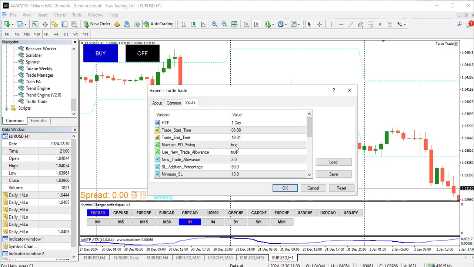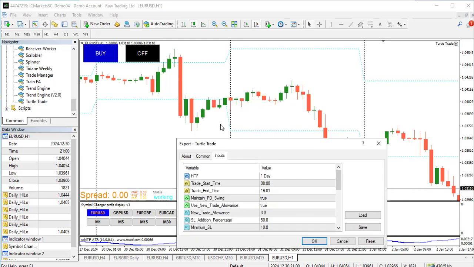The next thing is maintain previous swing. You can set this to true or false. What it basically means is, let's say we are looking to sell on this day. Usually the way we trade, we don't want the previous day's low to have been taken when we are looking to sell. That's what it means to maintain the previous day's swing. It's up to you. You could decide, I don't want to trade that particular way. I want to still sell even if the previous day's low has been taken, or I want to still buy even if the previous day's high has been taken. Then you could set that to false.